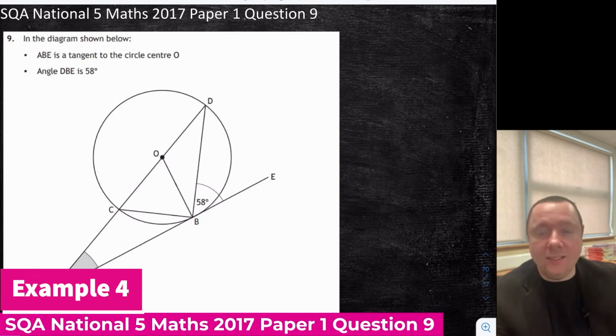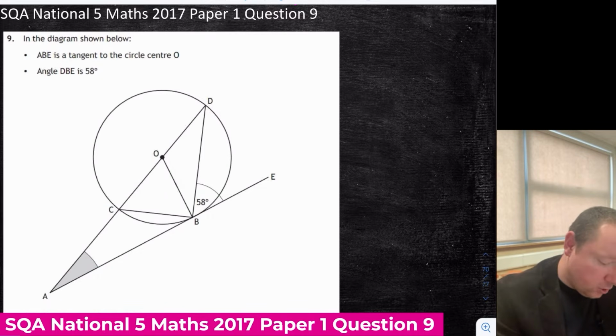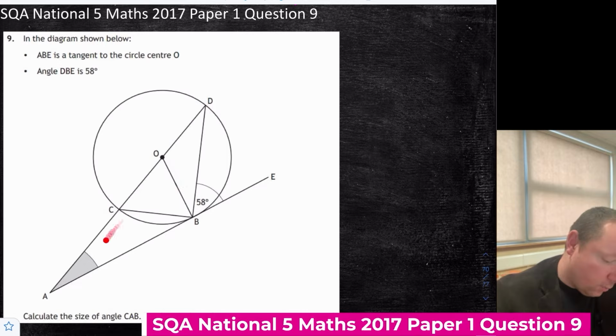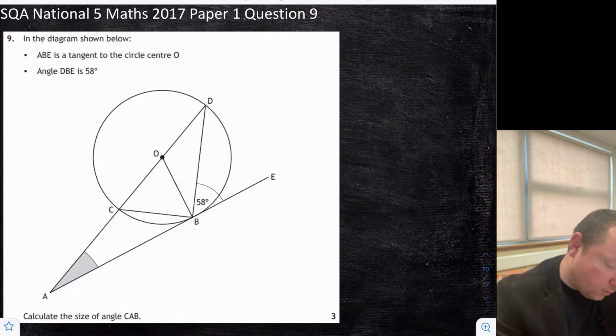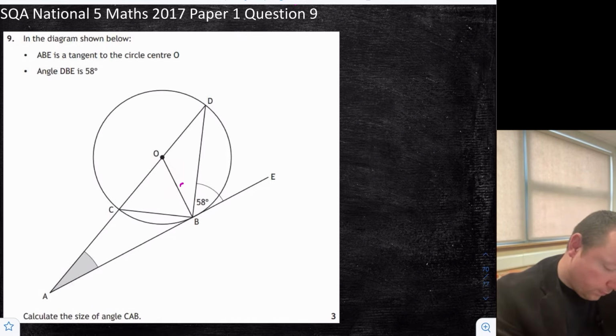Okay, National 5 Maths 2017 Paper 1 Question 9 had this one, and we have to calculate this angle all the way down here. Now there's lots of ways to do this, but I'll just start from here and work backwards. So these two angles add up to 90 because it's radius meets tangent at right angles. So 90 minus 58 is 32.